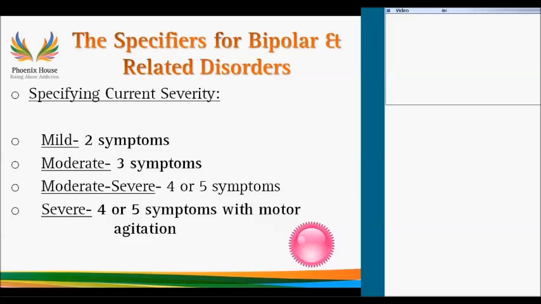The specifiers for bipolar-related disorders, I put this here because I think bipolar disorder is something that we see a lot with substance use. The severity specifiers for bipolar disorder are slightly different. Mild is a minimum of two symptoms, then moderate, moderate-severe, and then severe. So here you can see how the severity index is really being applied to the diagnosis itself, versus just a global assessment of severity or impairment.